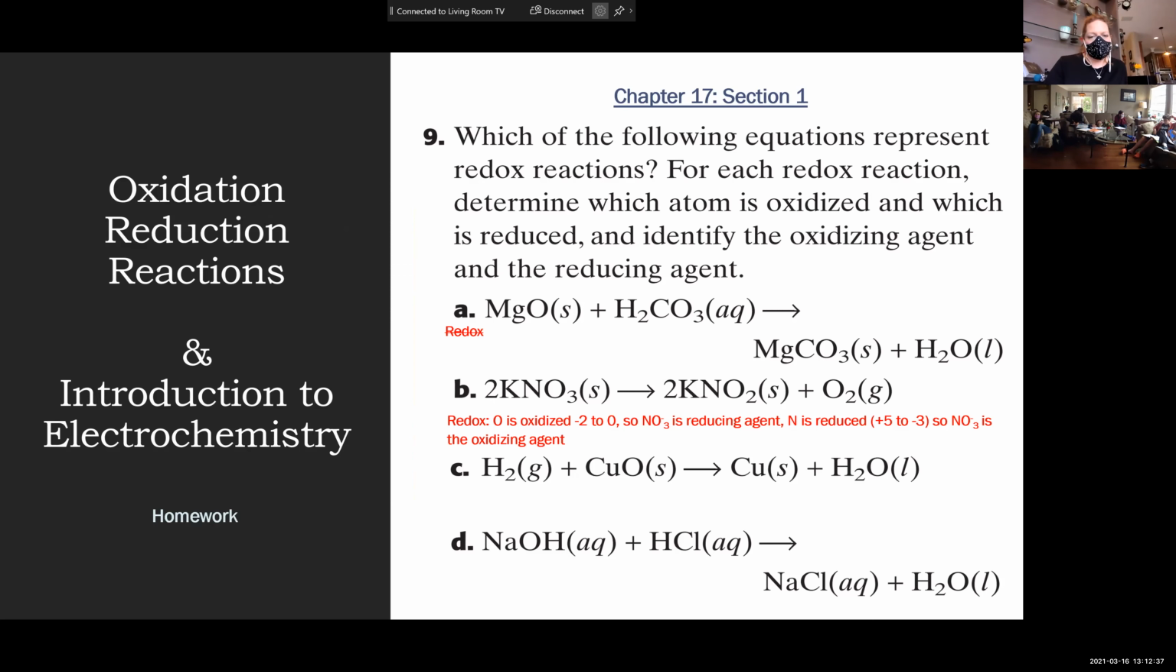So in this case, we've got H2 by itself and it's a gas. So we know it's going to be 0, right? So it started out at 0 here, but it goes from 0 to +1. So that means it's the reducing agent, sorry. And then copper is being reduced. So it's the oxidizing agent. And then the last one is not a redox. So I'll give you a minute to write them down.